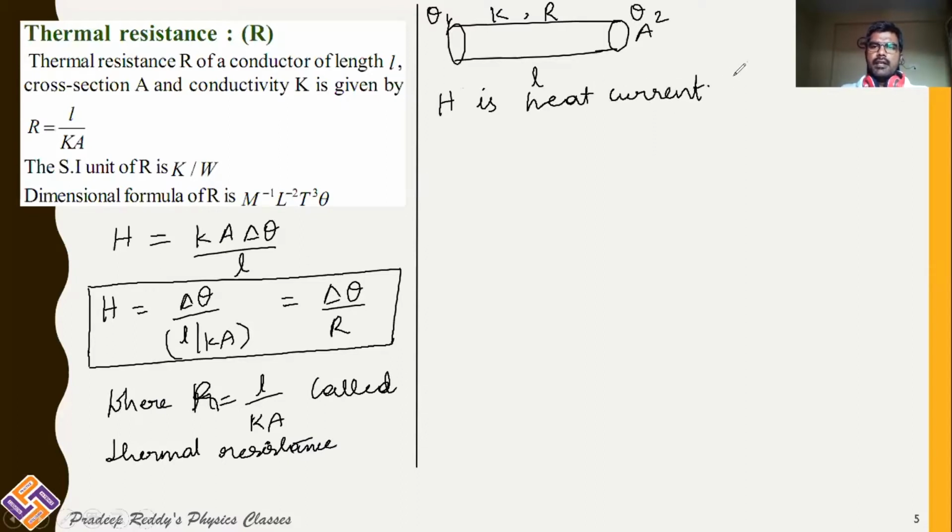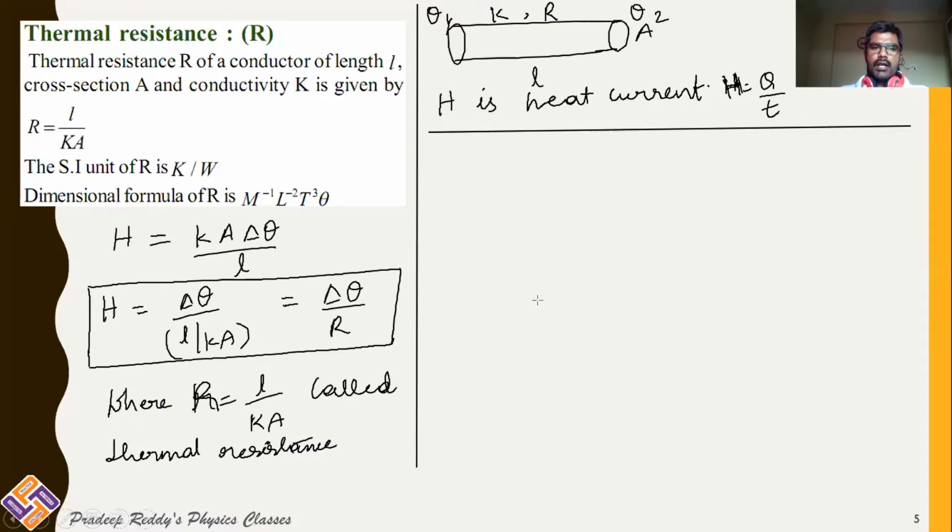H can be simply written as Q divided by T, which is heat transferred with respect to time taken. Now, when the heat is flowing through this material, because of its thermal conductivity and resistance, it will offer some resistance. Every material has its own resistance, and this resistance which opposes the flow of heat is called thermal resistance. And this thermal resistance R is simply written as L divided by KA.